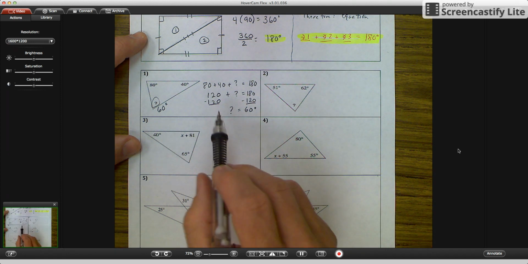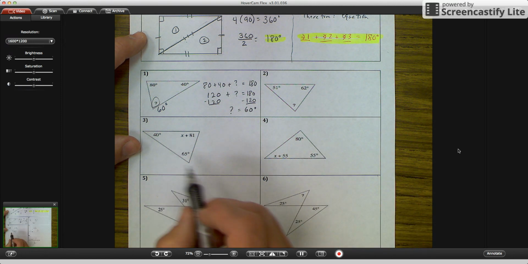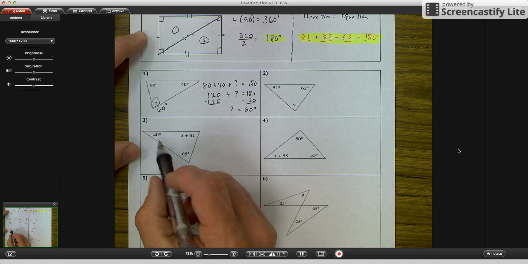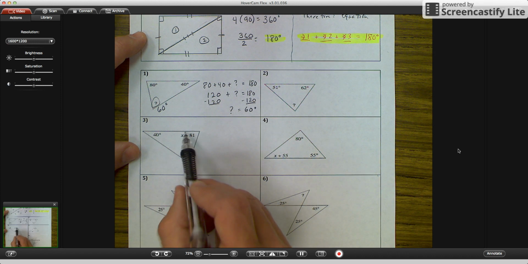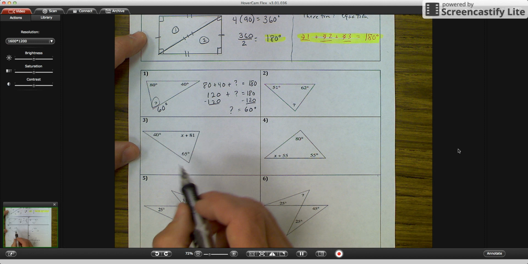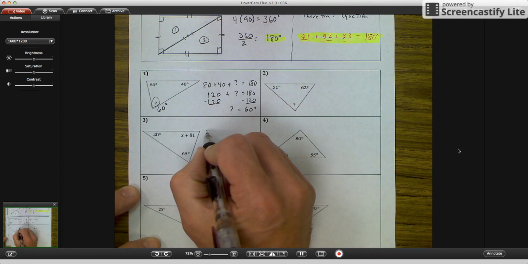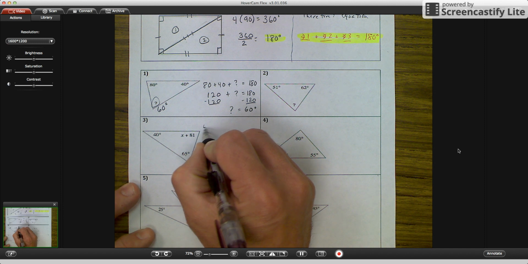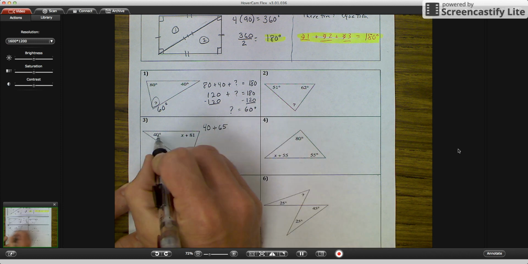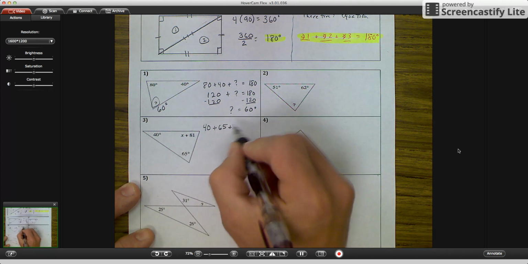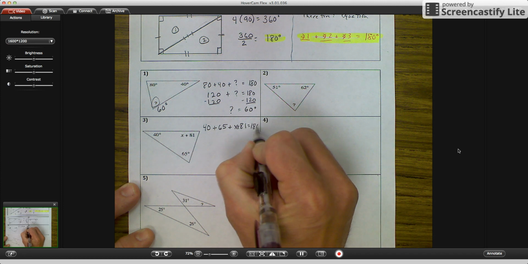So this measurement would be 60 degrees. Okay? Why don't you try this one, come up with your answer. Now we're going to do number 3, and number 3 is a little bit different. It has a 40 and a 65, but it's also got an x plus 81. So now we're going to solve for x. Our equation is our first angle plus our second angle: 40 plus 65 plus x plus 81 is going to equal 180 degrees.